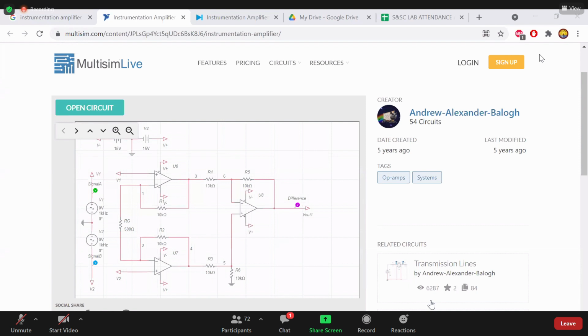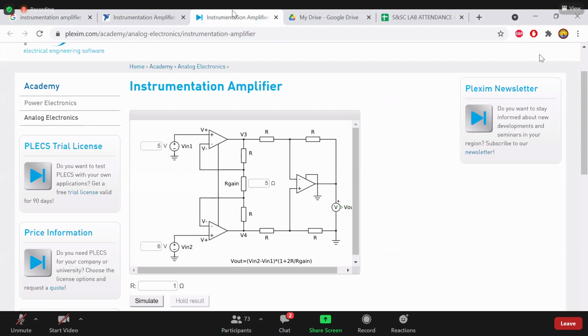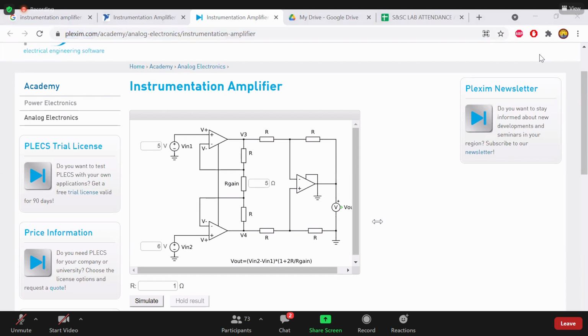All of you go to this website, students. And this is also an instrumentation amplifier simulation circuit. I am posting the website address in the chat box. Open two websites.